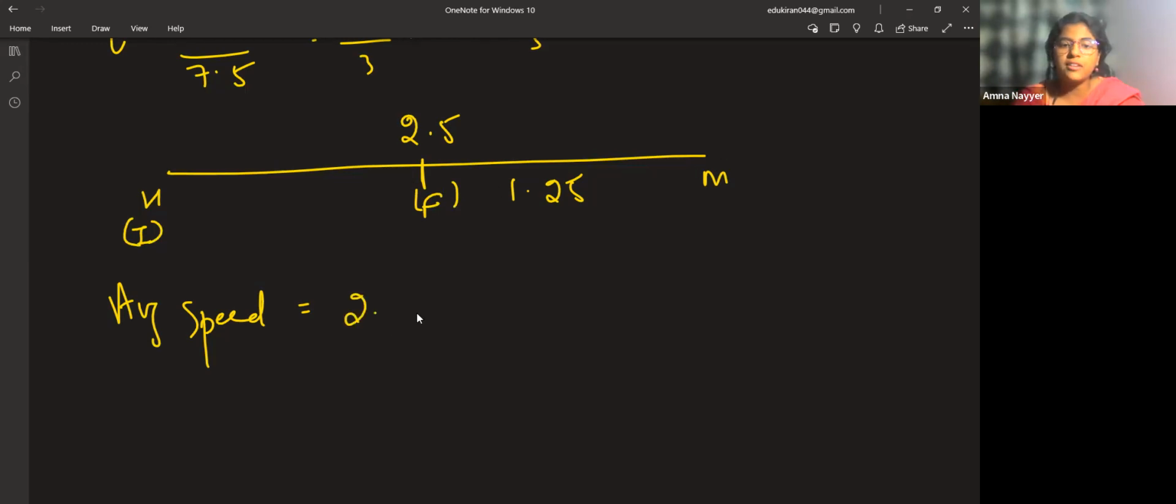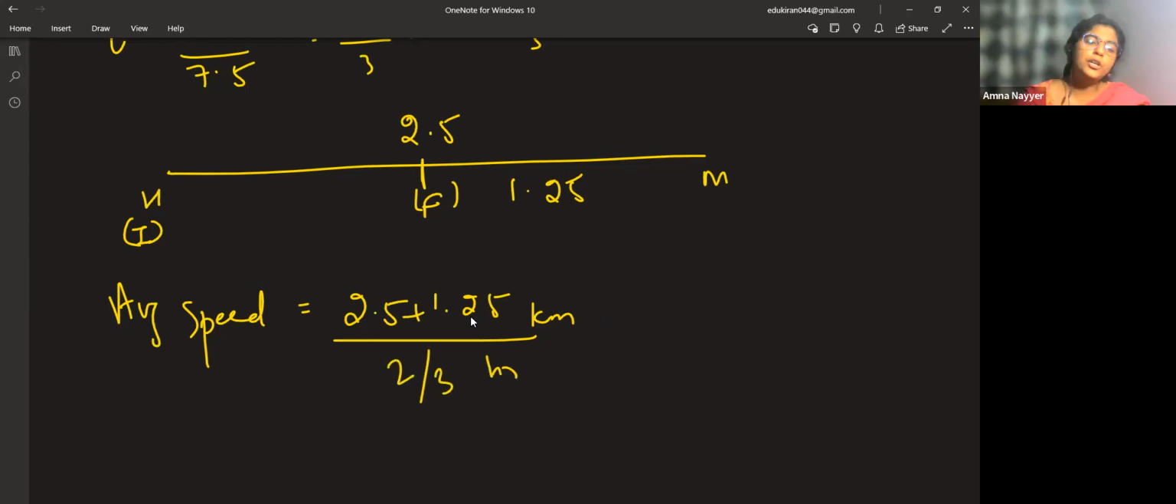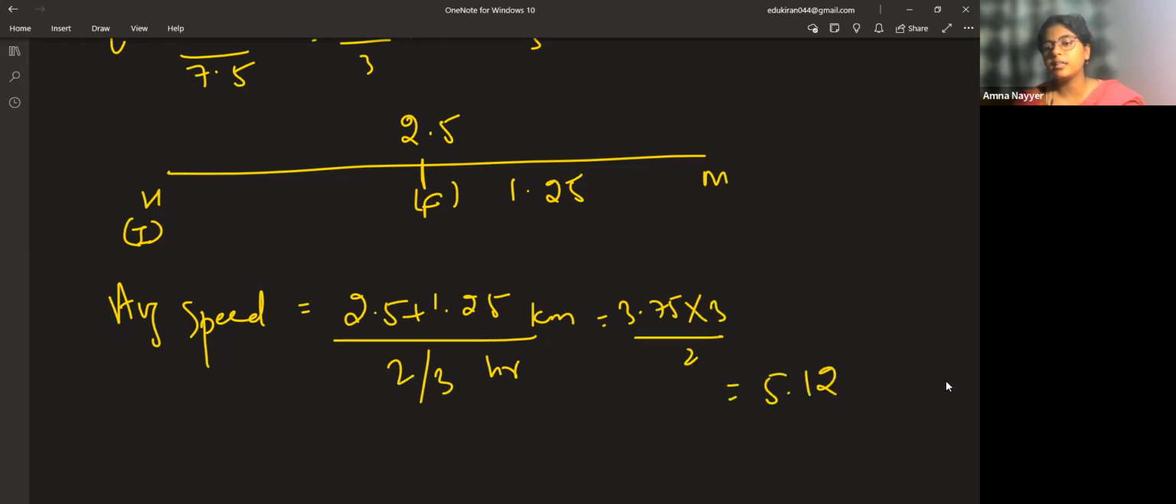That is 2.5 plus 1.25 kilometers divided by how much time? 40 minutes. That means total time would be 0 to 40 minutes. 40 minutes would be 2 by 3 of an hour, right? So this is 2 by 3 of an hour. So 2.5 plus 1.25 becomes 3.75. This 3 will go up by 2. That becomes 5.12 kilometers per hour. This is the average speed.